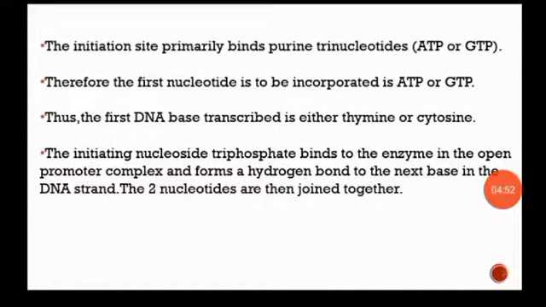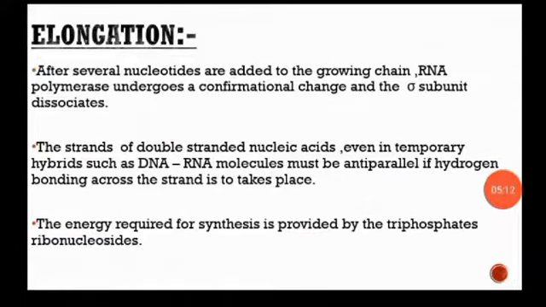Once the RNA polymerase moves on the DNA, the DNA behind the enzyme closes as the hydrogen bonds of the DNA base pairs reform. Then the enzyme reads the template strand in a 3' to 5' direction as it synthesizes mRNA in a 5' to 3' direction. Now in elongation, after several nucleotides are added to the growing chain, the RNA polymerase undergoes a conformational change and the sigma subunit dissociates. The strands of double-stranded nucleic acids, even in temporary hybrids such as DNA-RNA molecules, must be antiparallel if hydrogen bonding across the strands is to take place.